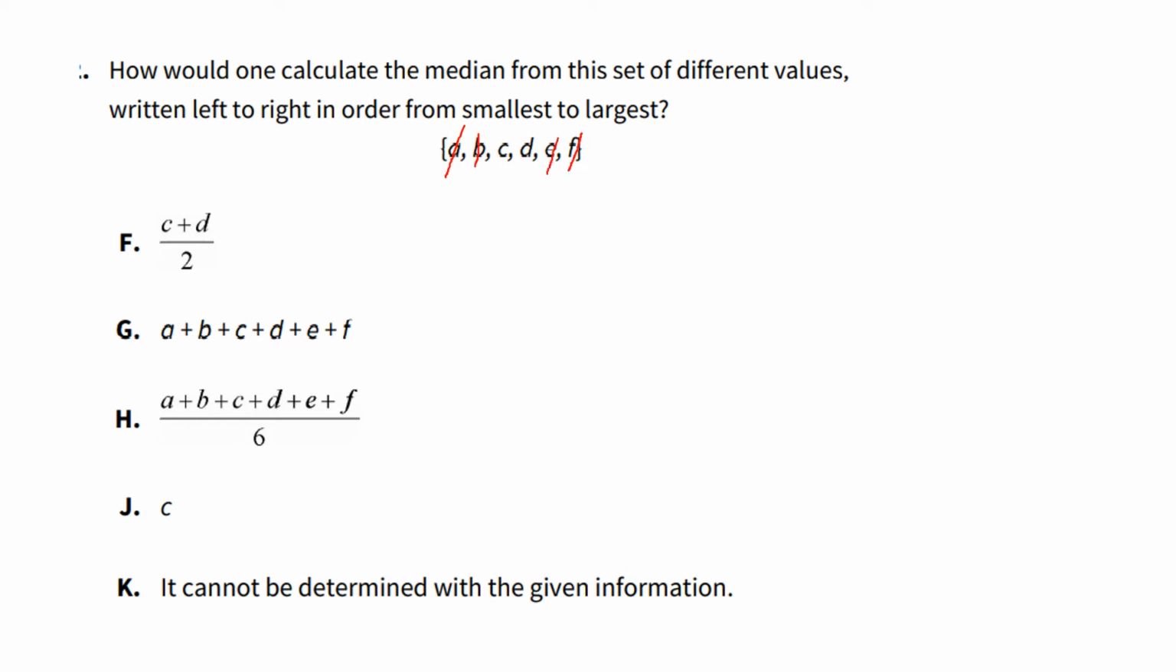If I have one number in the middle, it is the answer. If I have two numbers, I'm just going to add them and divide by 2. So basically the answer is F.